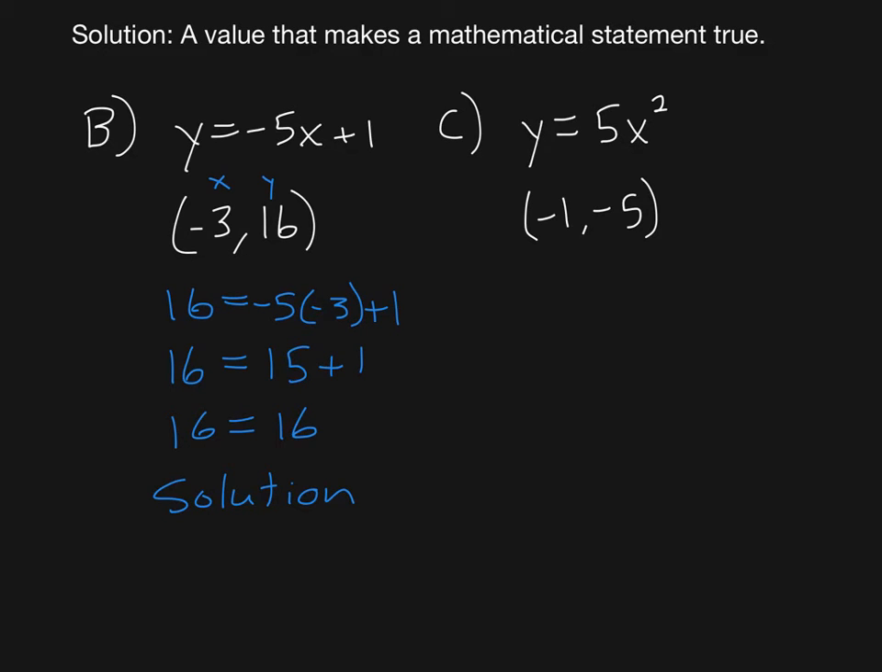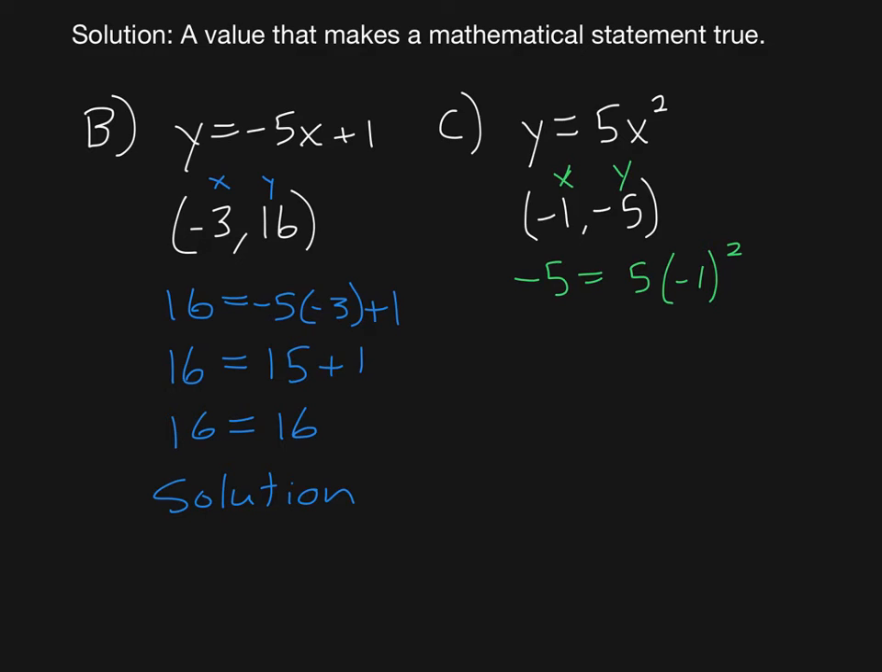In example C here, let's try the same thing. We're going to plug in our value. In this case, we have y equals 5x squared. We know negative 1 is x. We know negative 5 is y because of the order of the ordered pair. Now we can plug in these values. We get negative 5 equals 5 times negative 1 to the second power.